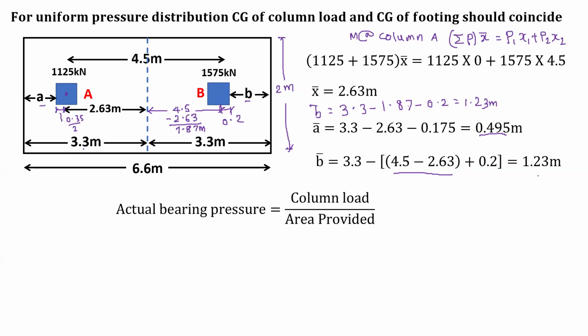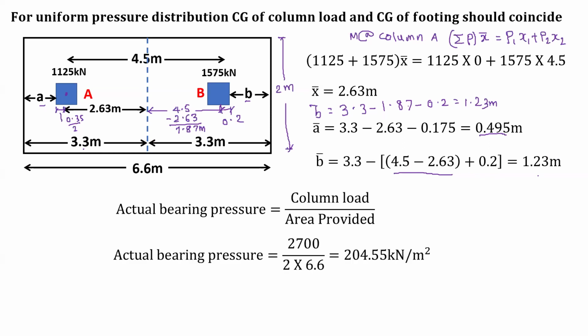meters. Now for the actual bearing pressure, we have column load upon area. So the column load we have is 1575 plus 1125, and that comes to 2700, upon 2 into 6.6. So we have actual area 13.2, which gives 204.55 kilonewton per meter square.